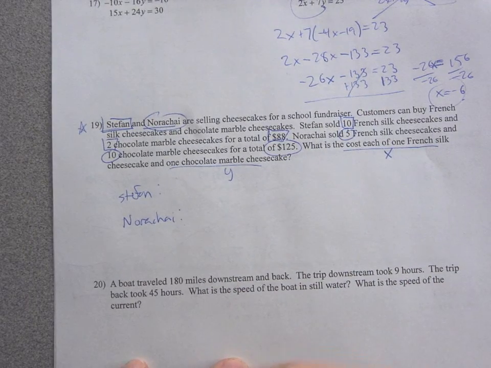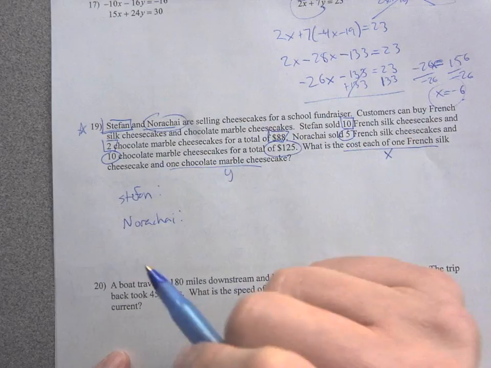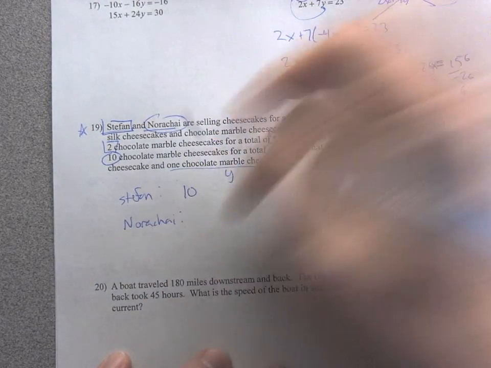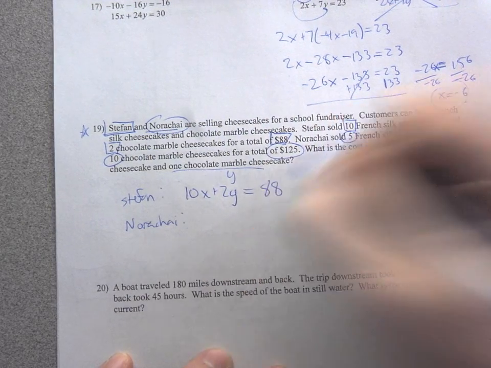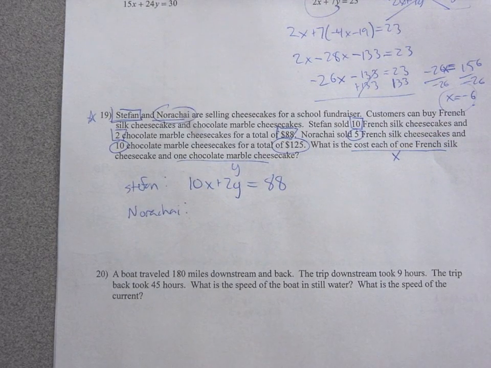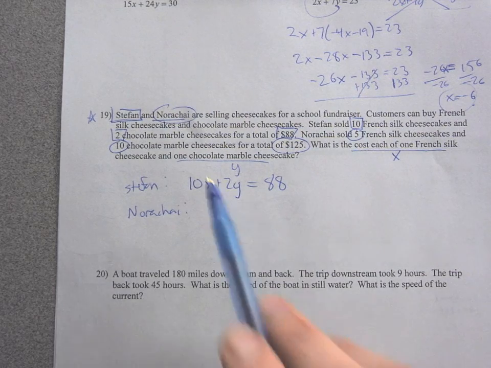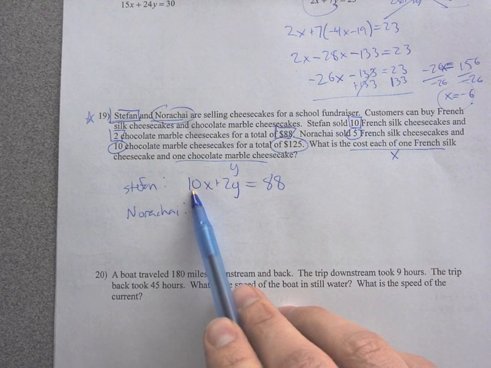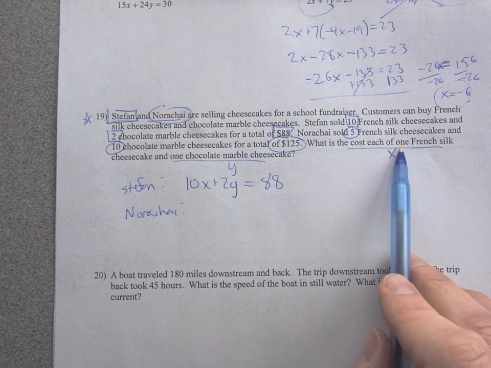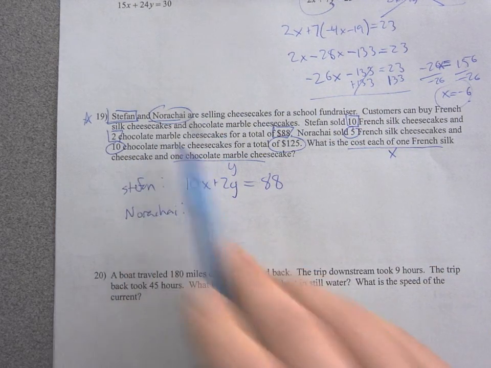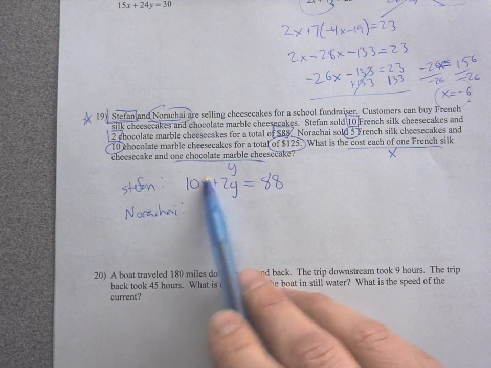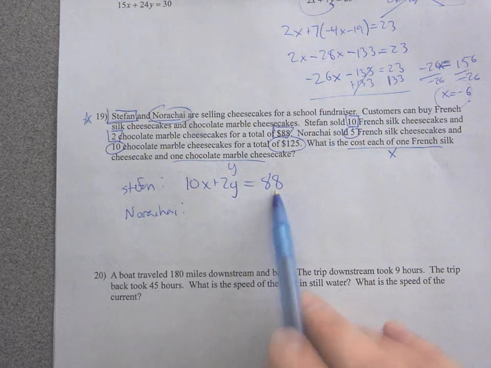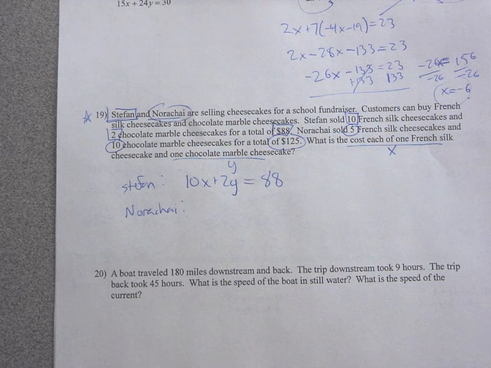Just since we already have it labeled, I'll help you out with the setup. I'm hoping that you guys can set this up because we did a bunch of these in class. But just in case you're struggling, this is the setup for Stefan, right? He sold 10 French silk cheesecakes, but we don't know how much they cost. He sold 2 chocolate marble cheesecakes, but we don't know how much they cost. But when we add up all the prices, we get $88.